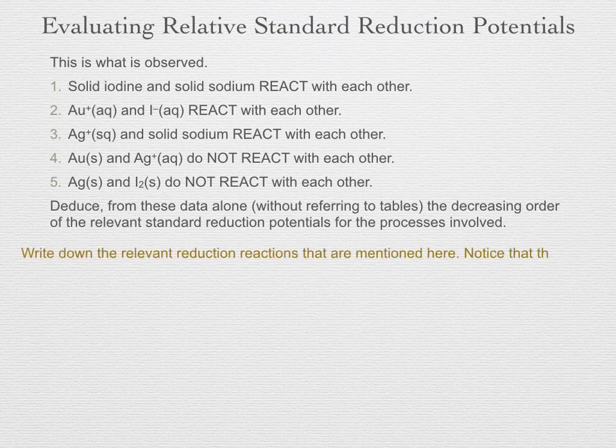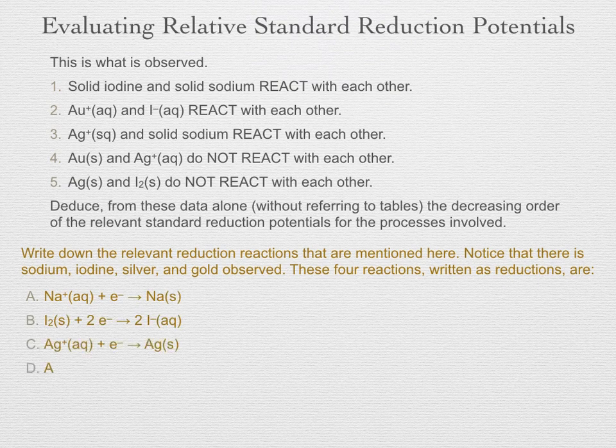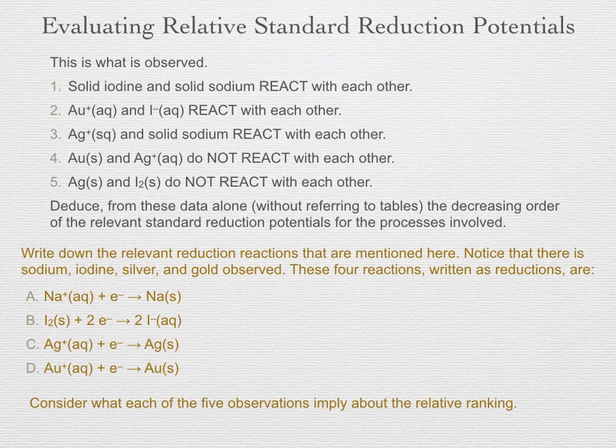Look over the substances involved and realize that there are 4 standard reduction potential equations we must consider. Here they are. I will label them so we can keep track of them more easily. The reduction of sodium ion, reduction of iodine, reduction of silver ion, and the reduction of gold ion. Consider what the 5 observations imply about their relative ranking.